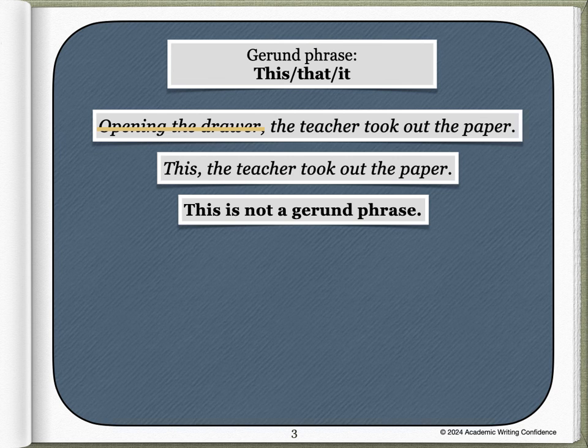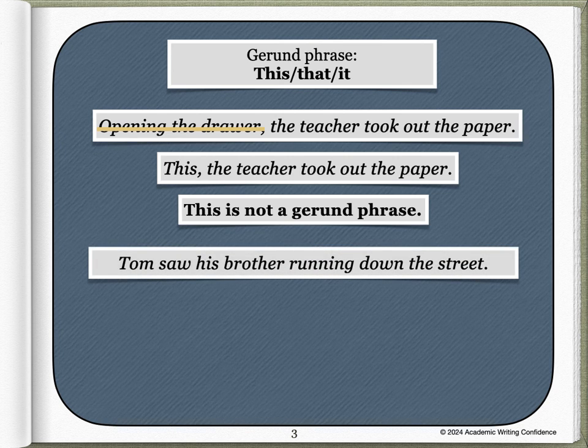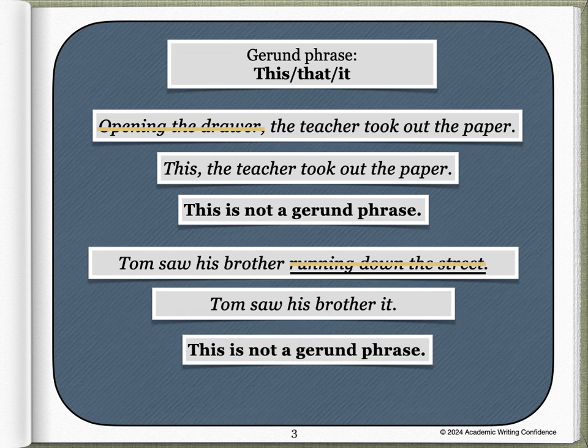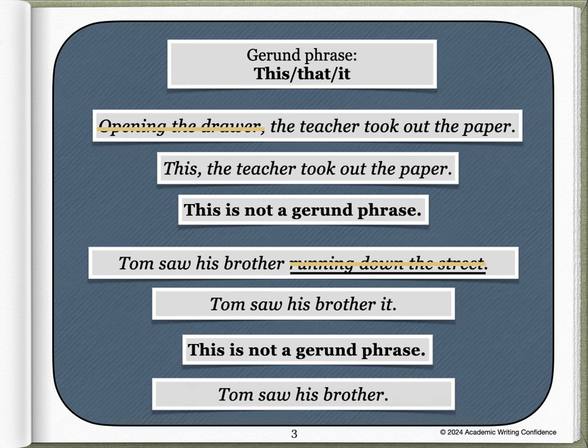Let's look at another example. Tom saw his brother running down the street. The phrase here is running down the street. Let's try removing the phrase and put one of our 3 words in its place. Tom saw his brother it. This does not make any sense. This also is not a gerund phrase. Let's try to remove the phrase and see if the sentence still makes sense. Tom saw his brother. Yes, this makes sense, so this is a participial phrase.